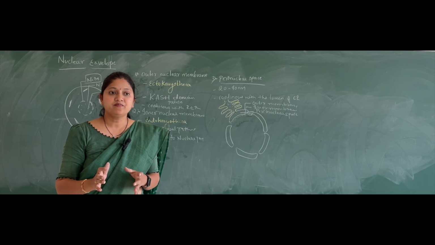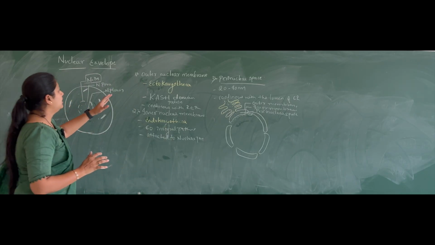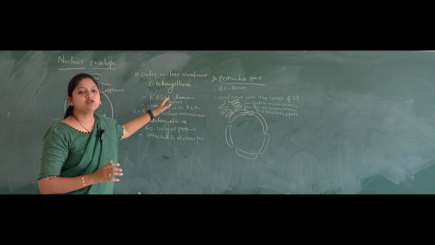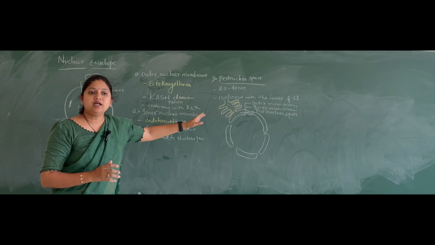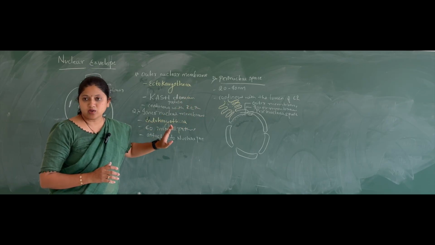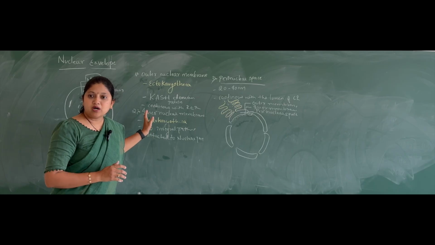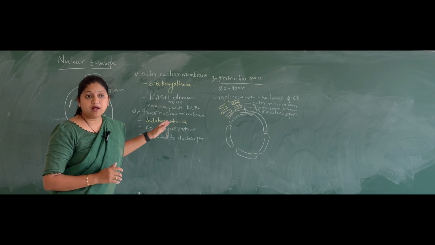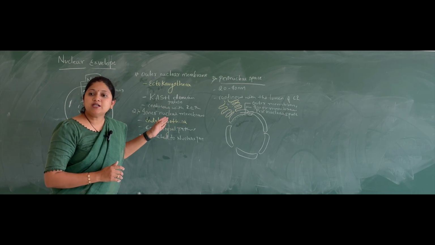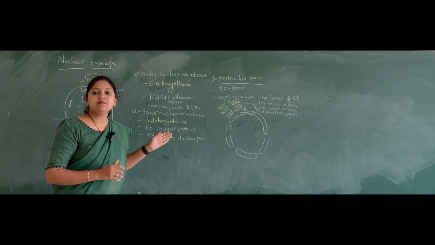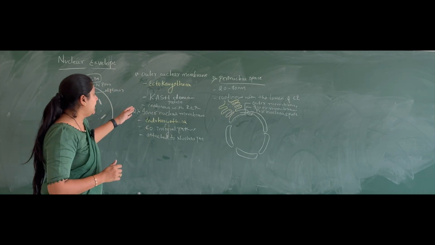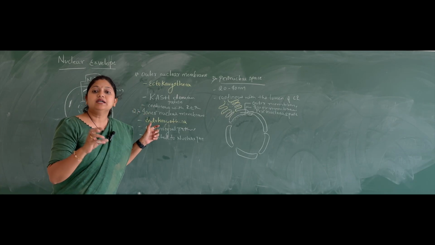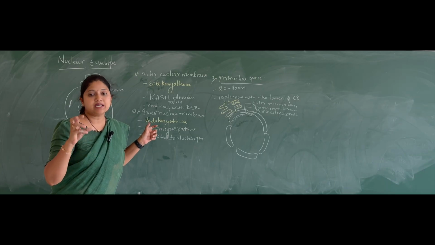Okay, clear? Then coming to the structural details of the nuclear membrane, we have the outer nuclear membrane, which is called the ectokaryotheca, and the inner nuclear membrane, which is called the endokaryotheca. The outer nuclear membrane is continuous with the rough endoplasmic reticulum and is studded with ribosomes, and it has the KASH domain proteins which help in attachment with the cytoskeleton.